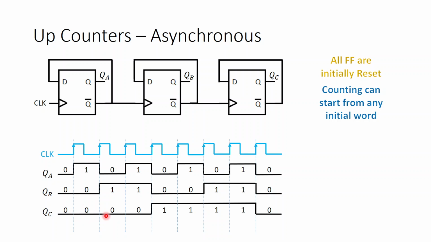Same thing happens to QC. It is waiting for QB bar to change from 0 to 1. So it is changing when QB is changing from 1 to 0, and hence it is changing now at this instant, and again at this instant it is changing, and between them it is all the same value.